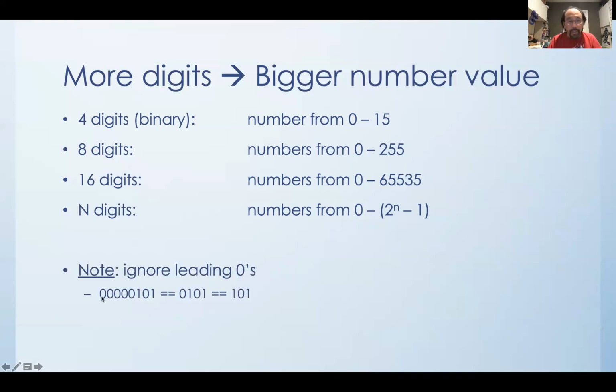Now, in general, we ignore leading zeros. So whether it's written like this, or like this, or like this, they are all to be interpreted the same way. We would never normally do that with decimal numbers. Like we wouldn't write 059, but you could. It's just not normal to do. But in binary, it's a little more typical that you will see leading zeros in a number, and you just ignore them.